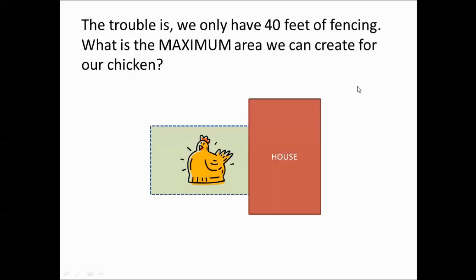So what if we only had some amount of fencing, in this case 40 feet of fencing, and we want to find the maximum area we can create for the chicken. So we want to maximize the enclosure space, maximizing the area.